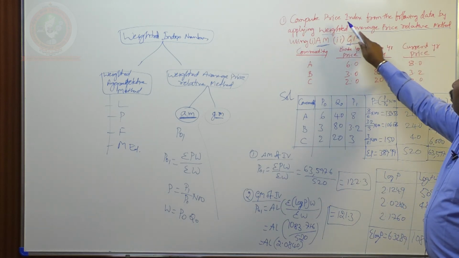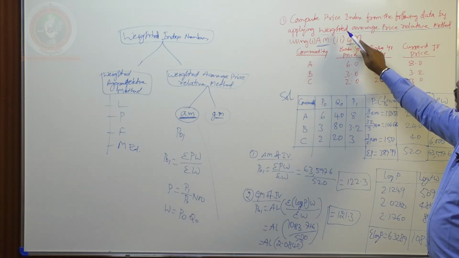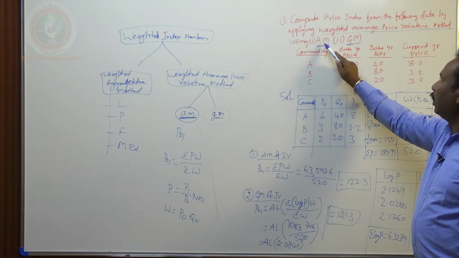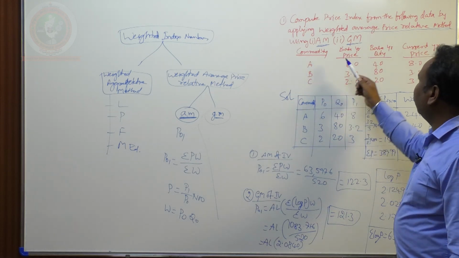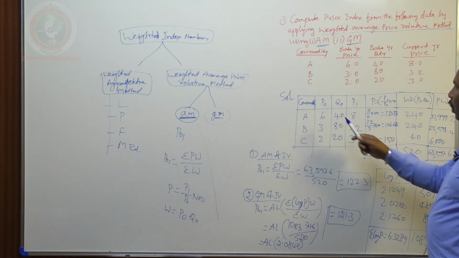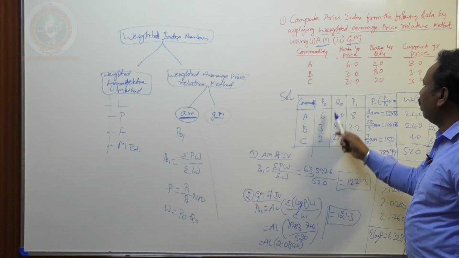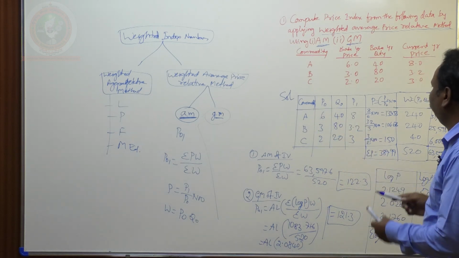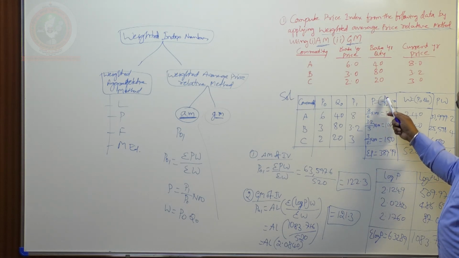Now compute the price index from the following data by applying the weighted average price relatives method. This method is very important, under both the arithmetic mean and the geometric mean. Commodities A, B, C are given, with base year price, base year quantity, and current year price. Current year price is P1, base year price is P0, and base year quantity is Q0. So you have to apply this and calculate the P value.